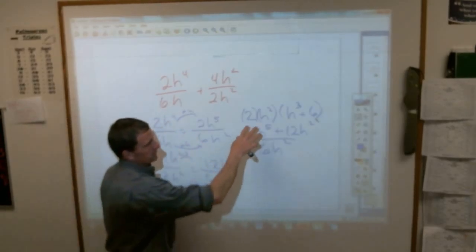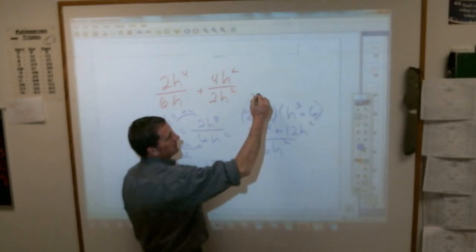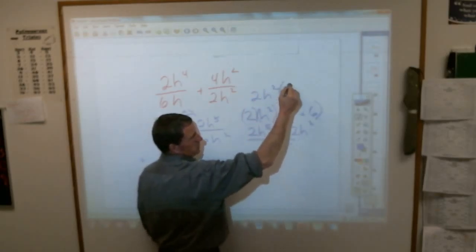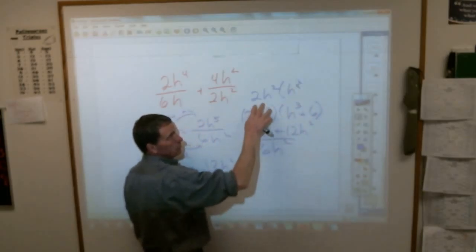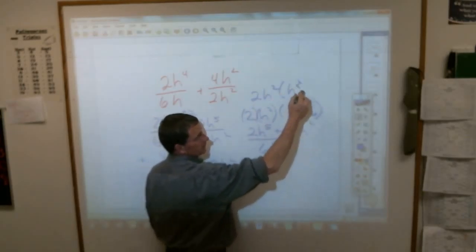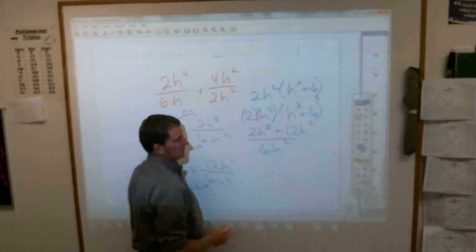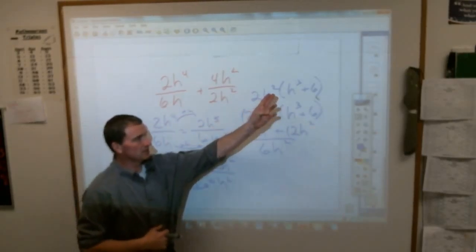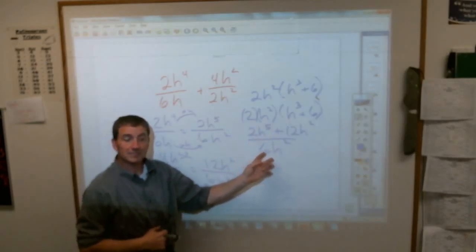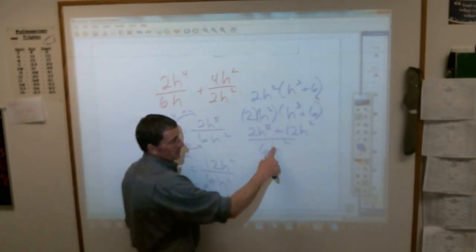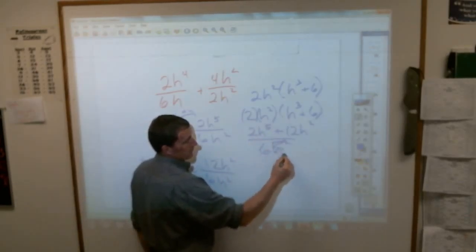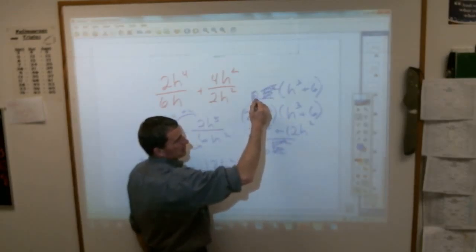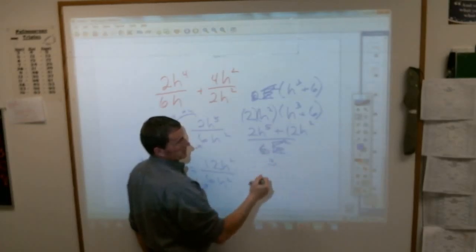I probably should have put those parentheses there because I probably confused you, but it's 2h squared. I took a 2h squared out of that, and I was left with an h cubed. I took a 2h squared out of that, and I'm left with just a 6. Now, these are all factors. This times this times this. You can cross off if you see something there. An h squared will cross off with this h squared, and 2 and 6, 2 goes into 6 3 times.